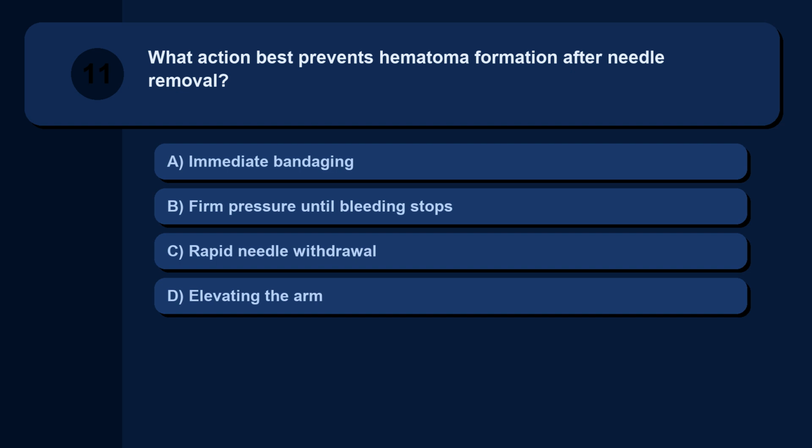Applying firm pressure allows the punctured vein to seal properly. Failure to do so allows blood to leak into surrounding tissue, causing bruising and swelling.